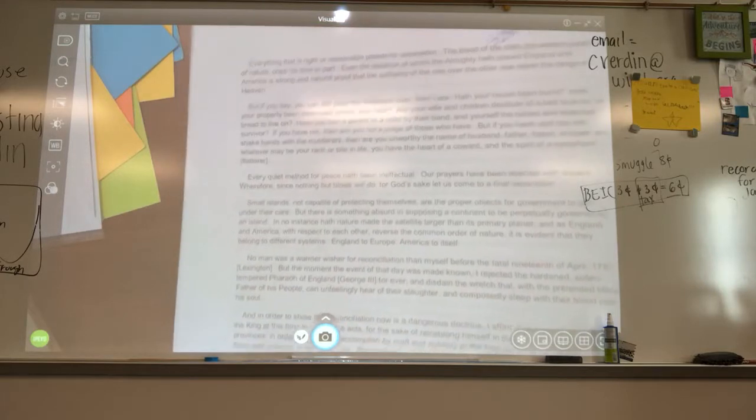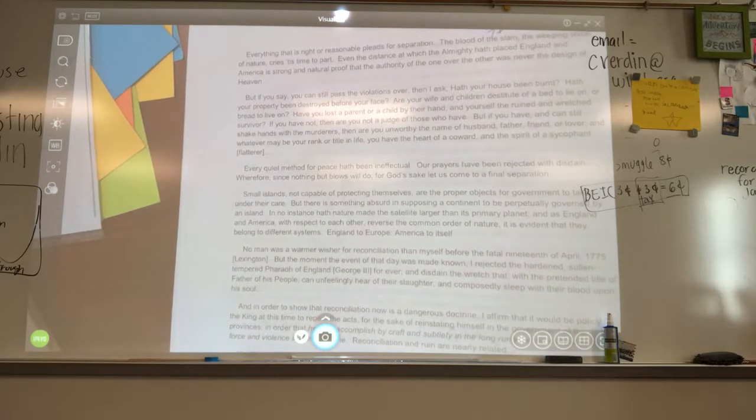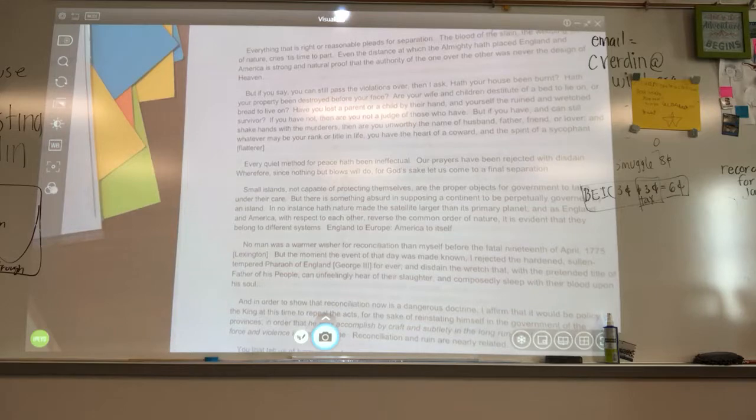"Every quiet method for peace has been ineffectual." Tell me these methods of peace that have been ineffectual. What have they tried to do to get peace? Petition, right? They boycotted. They said it's done. "Our prayers have been rejected with disdain. Wherefore, since nothing but blows will do, for God's sake, let us come to a final separation." Is he saying now to fight?